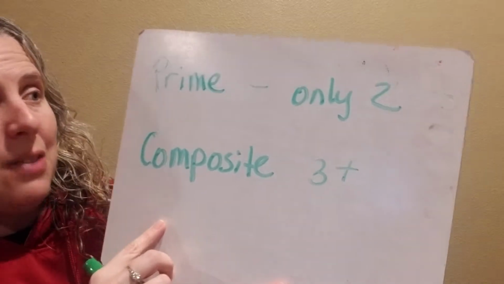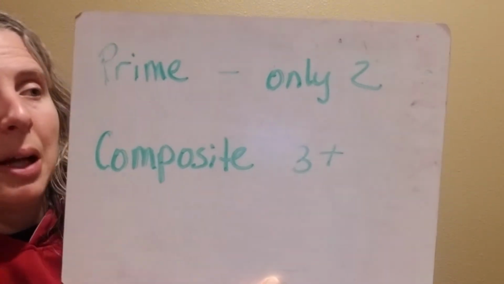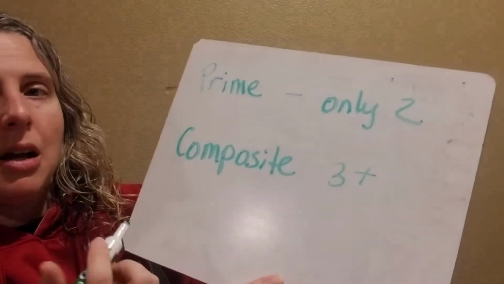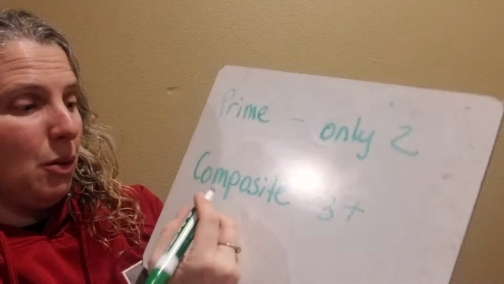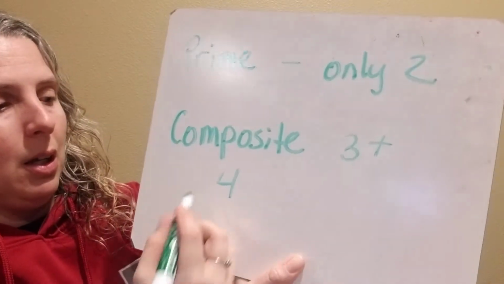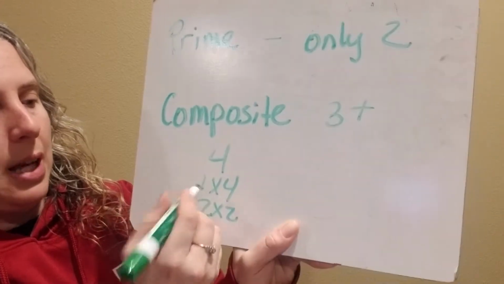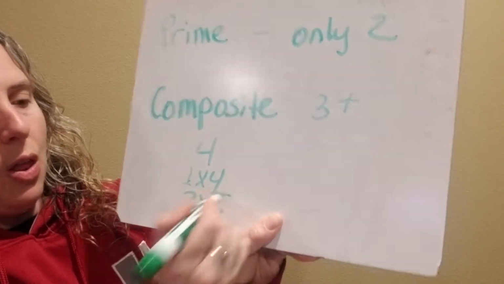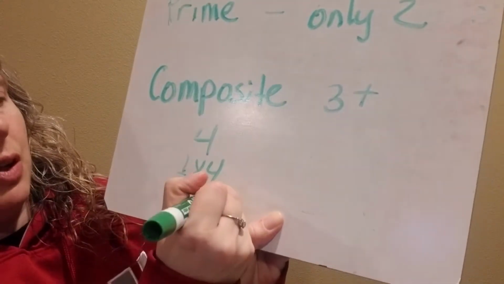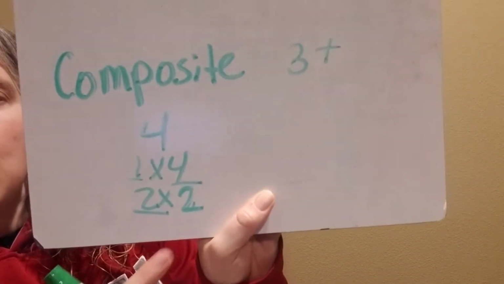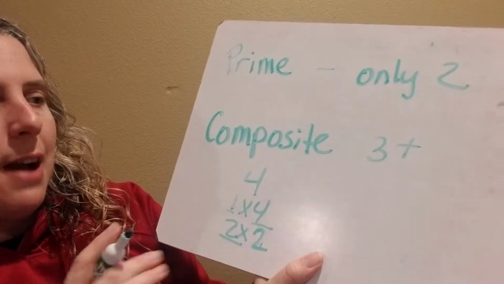So if it's an even number that's larger than 2, then you know that it's going to be composite because it will be divisible by 1, itself, and the number 2. So look at the number 4. I can do 1 times 4 and 2 times 2. So it has 1, 2, 4, 3 factors. Even though 2 is in there twice, I can only count it 1 time as 1 factor.